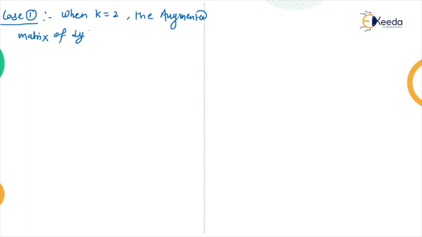Case number 1: when k is equal to 2, the augmented matrix of the system is given as follows. How do we write the augmented matrix of the system? You know the matrix A and the null matrix, so I am writing it in this way. This is 1 0 0.